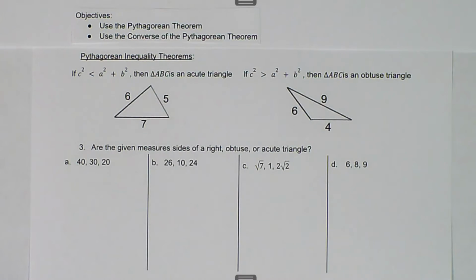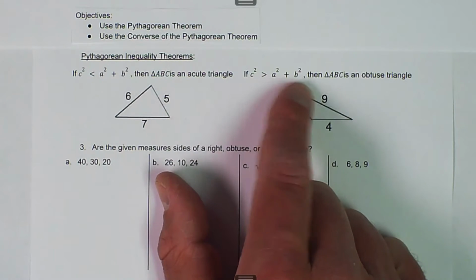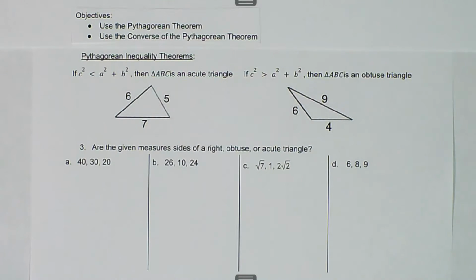We are talking about the Pythagorean theorem, and in this case, the Pythagorean inequality theorem. If c squared is less than a squared plus b squared, then triangle ABC is an acute triangle. However, if the hypotenuse squared is greater than the sum of the squares of the two legs, then triangle ABC is an obtuse triangle. And all we have to do is just check that.